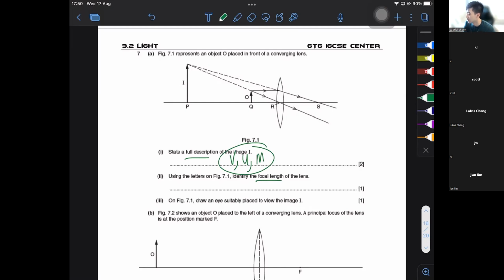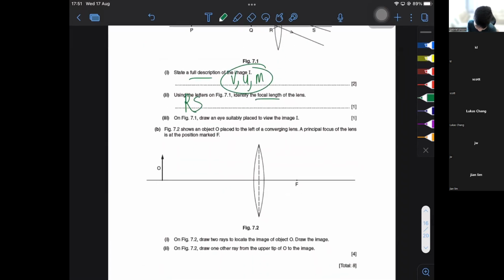Let's see, who have I not asked? Lucas, what was your answer for this one here? Which one is your focal length? PQ, QR, or RS? Lucas, are you there? Oh wait, sorry. Which one is your focal length? PQ, QR, or RS? RS. Good, excellent. It is supposed to be RS. Well done.